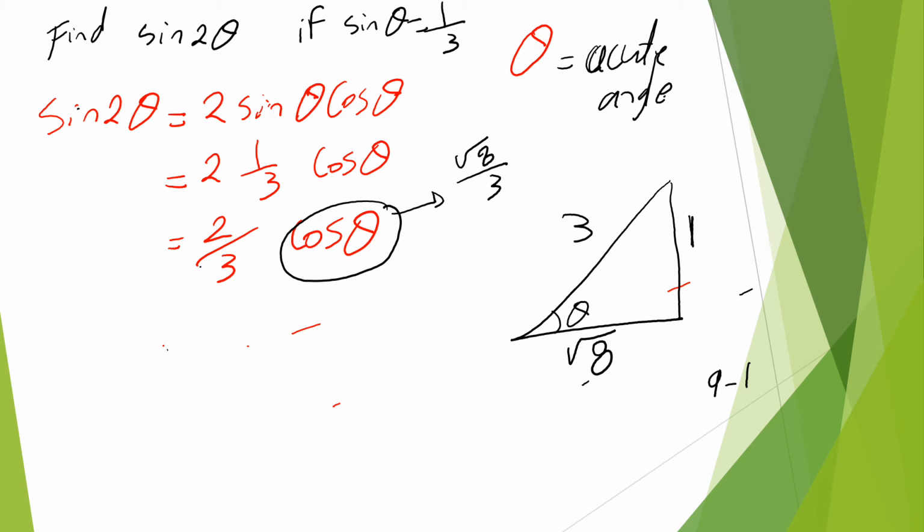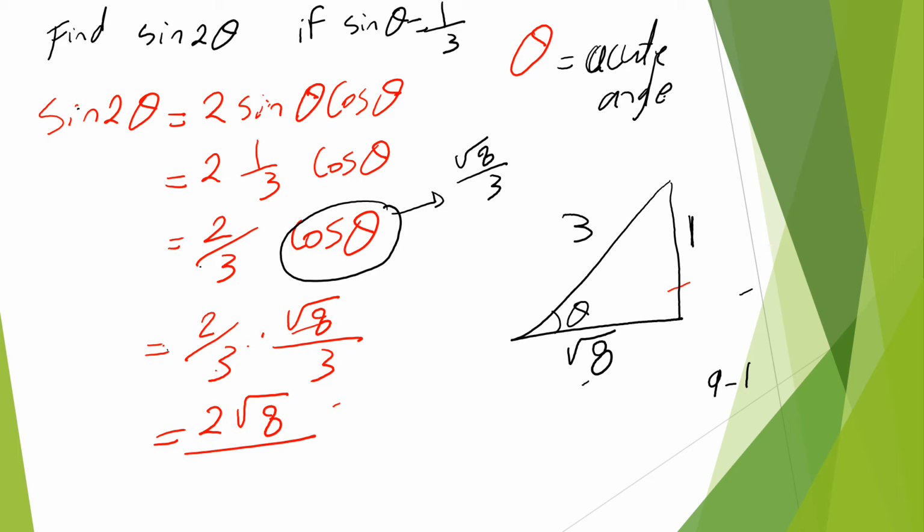Now substituting back in here. Using your surds skills that you learned during your complex numbers, you can write the 8 as 4 times 2. 4 is a square number, so you take it out of the square root, it becomes 2. So that's why your final answer here is 4 square root of 2 over 9, because 2 times 2. Okay, so yeah, that's your final answer.